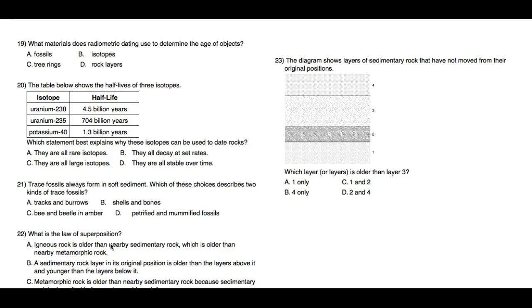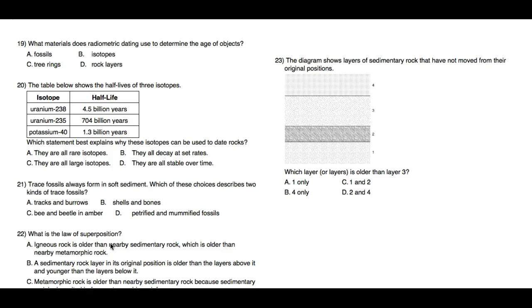Question 19. What materials does radiometric dating use to determine the age of objects? A. Fossils. B. Isotopes. C. Tree rings. D. Rock layers.